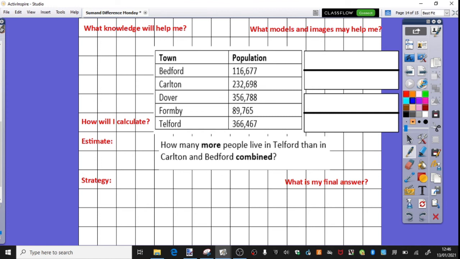Okay, so this question then says, how many more people live in Telford than in Carlton and Bedford combined? So that's all together combined. So what we need to think about is we need to work out first of all, we've got Carlton, we need Bedford, and we need Telford's populations. Now to begin with, it's Carlton and Bedford that we need to know what combined is. So if we think about combined, it actually means adding.